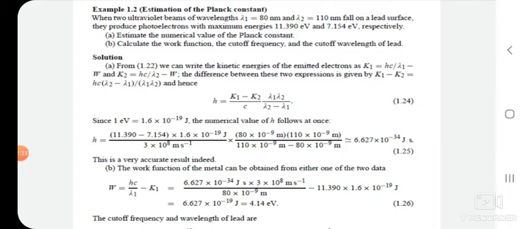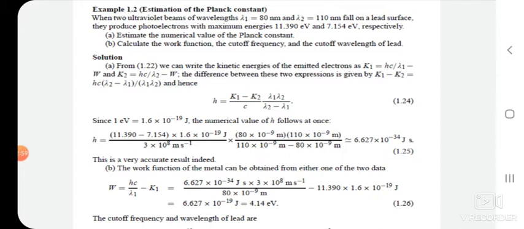The difference between these two expressions is given by K1 minus K2 is equal to hc into (lambda 2 minus lambda 1) by lambda 1 lambda 2, which gives h equal to (K1 minus K2) divided by c, into lambda 1 lambda 2 divided by (lambda 2 minus lambda 1), where 1 electron volt is nothing but 1.6 into 10 to the power of minus 19 joule.